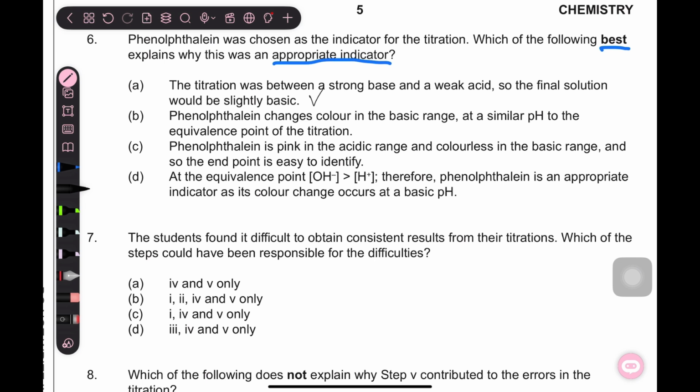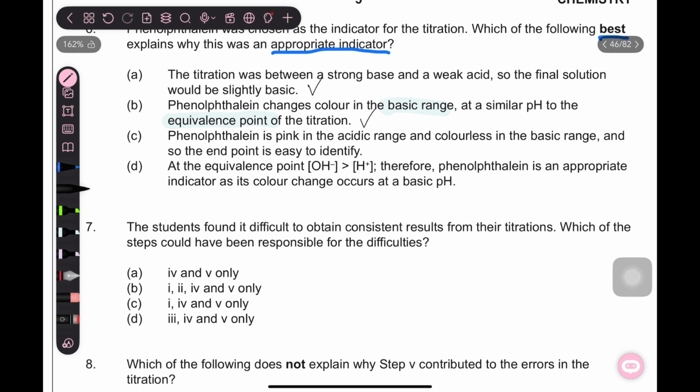Phenolphthalein changes colour in the basic range at a similar pH to the equivalence point of the titration. So this is a slightly better answer, as it talks about the equivalence point, and it is correct in terms of it changes colour in the basic range. But once again, I'm just going to give it a tick and not select it yet, because I think there could be a better answer.